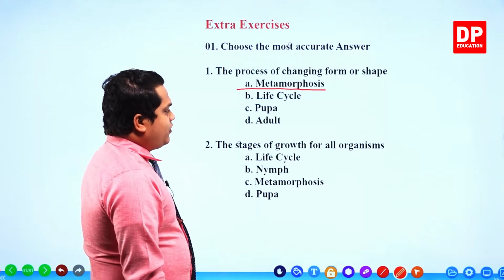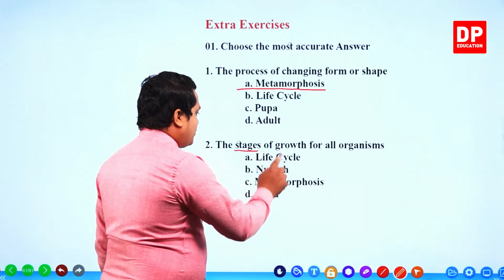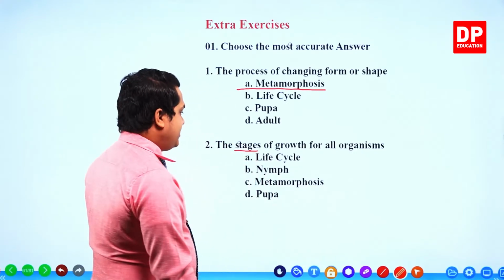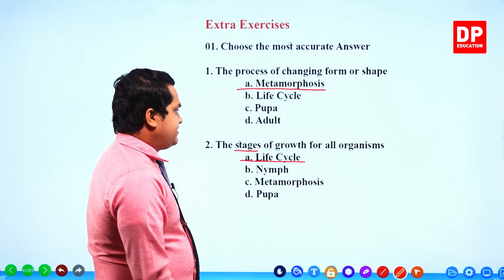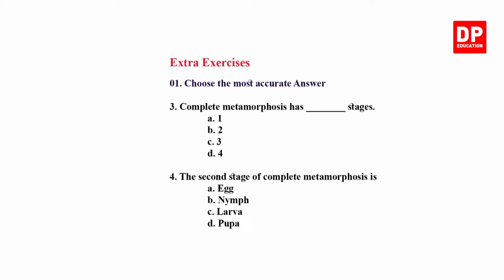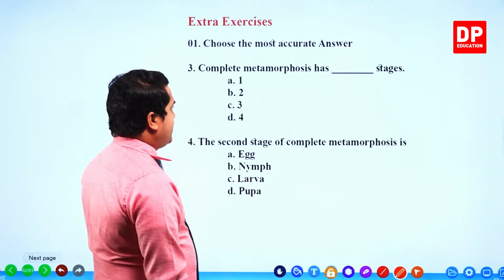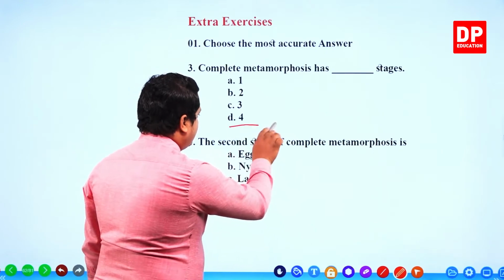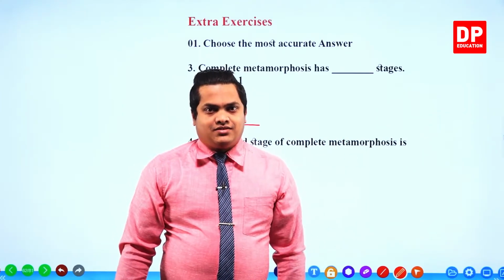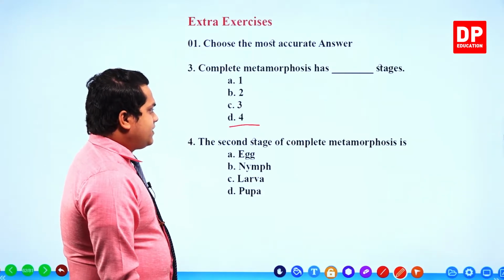The stages of growth for all organisms, see, stages of growth. I told you in the earlier case, life cycle is going to show the stages. So that one definitely should be the life cycle. Metamorphosis and the life cycle. Okay. Complete metamorphosis has, incomplete metamorphosis, we know that, right? We discussed that. There's a blank given here, so you have to choose the correct answer for the blank. Complete metamorphosis, my dear children, has four stages. What are the four stages? Eggs, larva, pupa, and the adult. The second stage of complete metamorphosis.